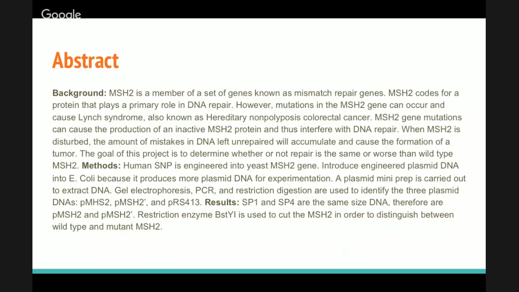A plasmid mini-prep is carried out to extract DNA. Gel electrophoresis, PCR, and restriction digestion are used to identify the three plasmid DNAs, PMSH2, PMSH2', and PRS413. SP1 and SP4 are the same size DNA, therefore are PMSH2 and PMSH2'. Restriction enzyme BST-Y1 is used to cut the MSH2 in order to distinguish between wild-type and mutant MSH2.